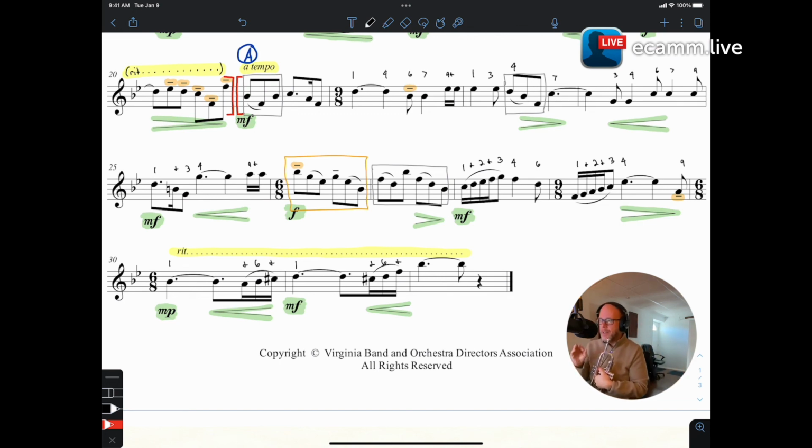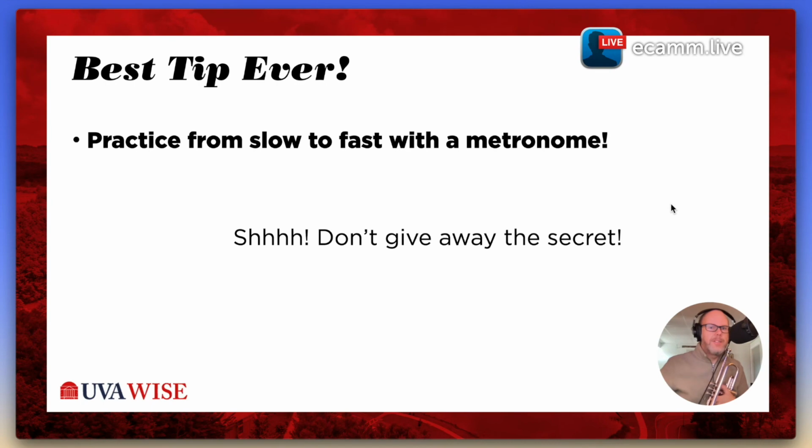So make sure you practice meticulously. Don't learn the wrong intervals. And here's the best tip ever. Shh, don't share with anyone. The best tip ever is to practice from slow to fast with a metronome. Shh. Okay, don't give away the secret. I dare you to do that.